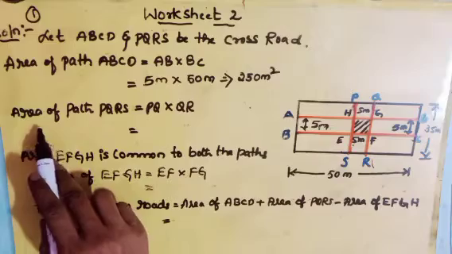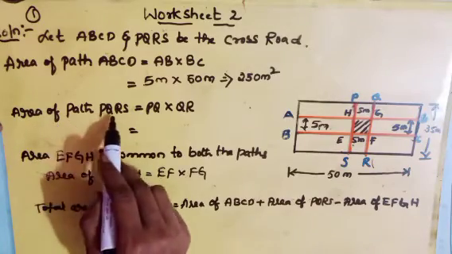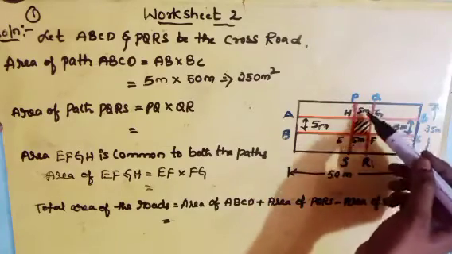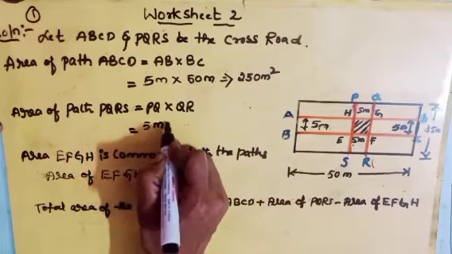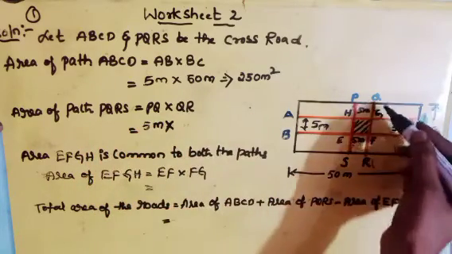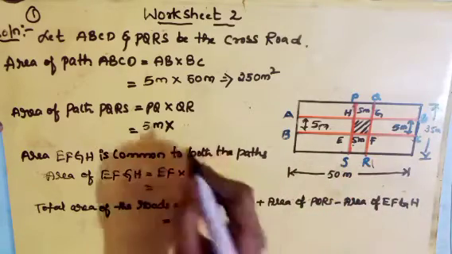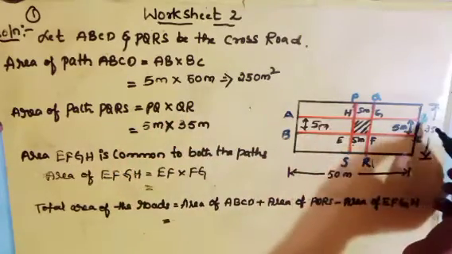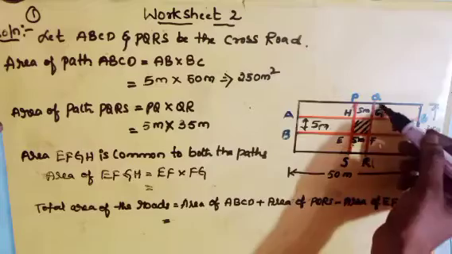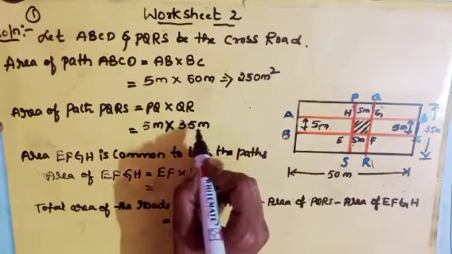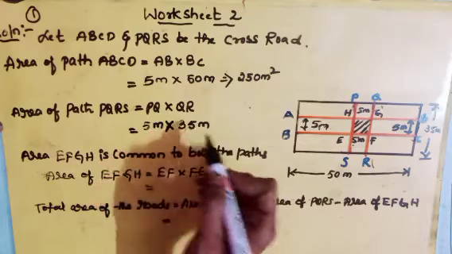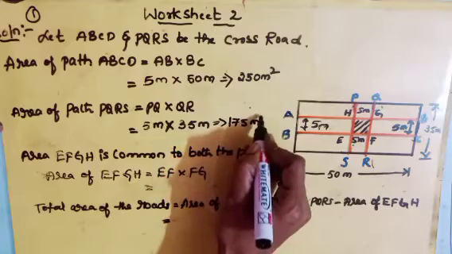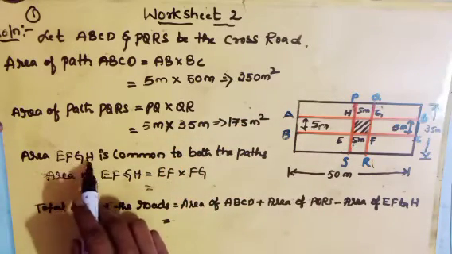Next, let us find the area of the path PQRS, that is PQ into QR. PQ is 5 meter, the width of the path, into QR. QR is parallel to the breadth, which is 35. So QR equals 35 meter. When we multiply 5 meter into 35 meter, we get 175 meter square.